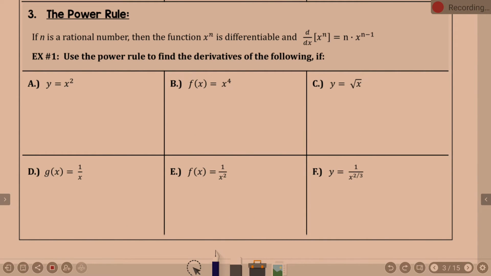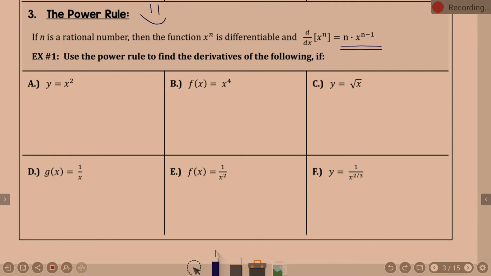Okay, the power rule. This is the one that we use for a lot of stuff. All these different things fall under the power rule. In my brain, the two things we just did can also fall into the power rule. So if n is a rational number, then the function x to the power of n is differentiable, and the derivative with respect to x of x to the n is n times x to the n minus 1.